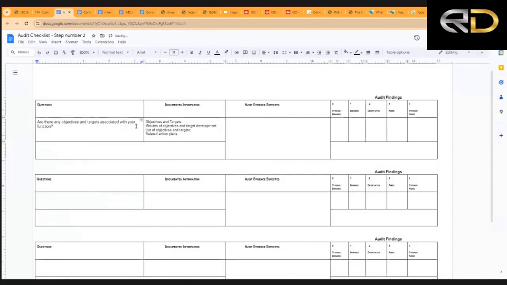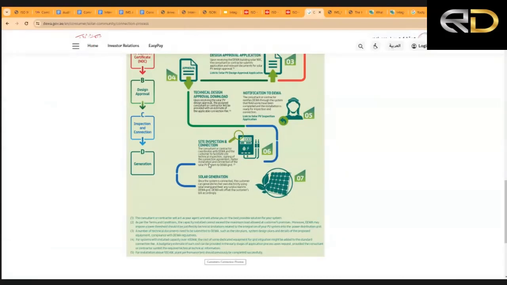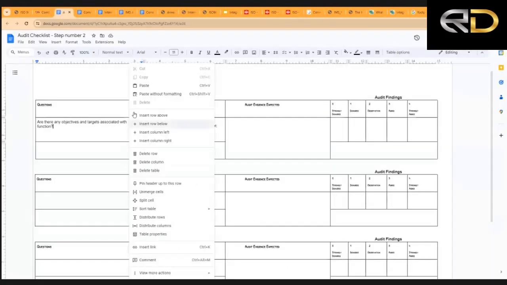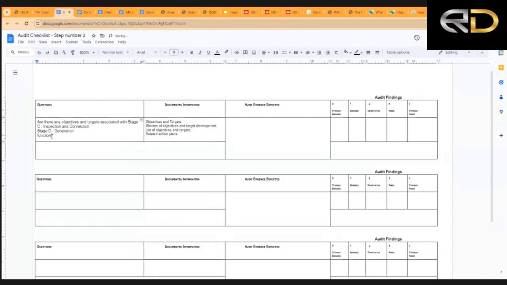So this is going to be my question. Are there any objectives and targets associated with your function? So I'm going to say, are there objectives and targets associated with step number 6 and step number 7, okay? So this is basically what I'm going to do right here so that I can customize.